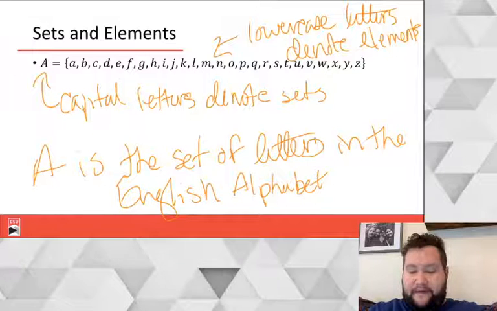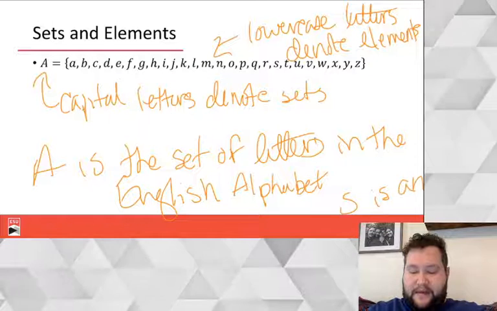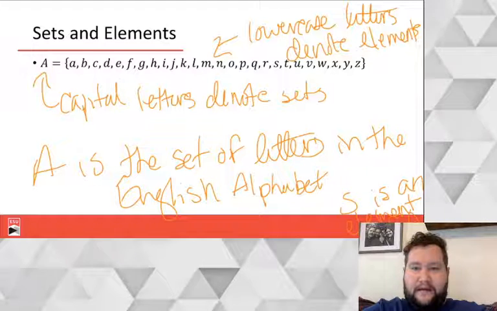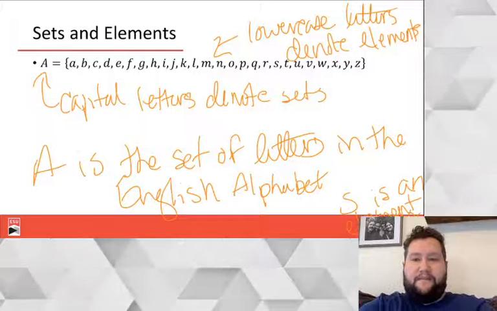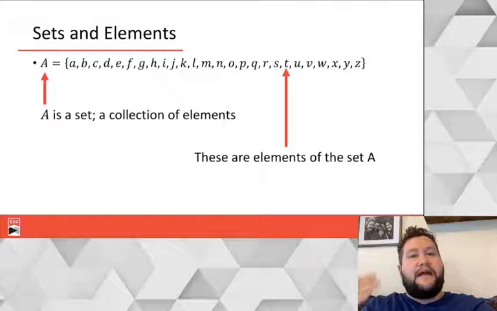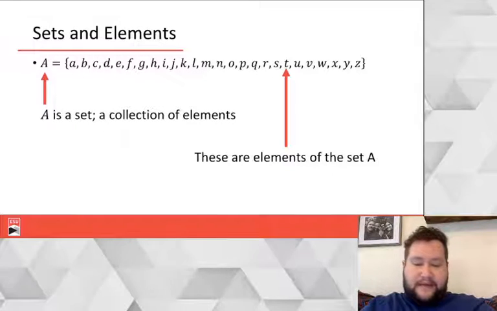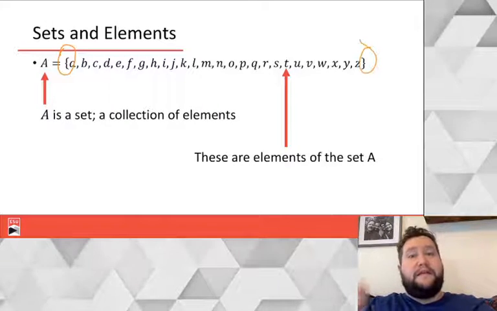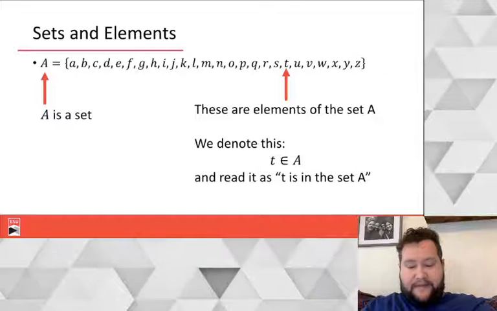And so S, for example, is an element of A. So S is an element of A. A is a set, or some collection of elements. And the things in these braces, our opening brace and our closing brace, show the limits of our set, and everything between them are elements of that set.